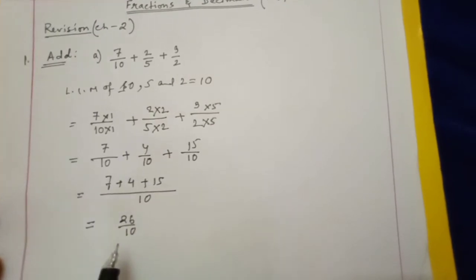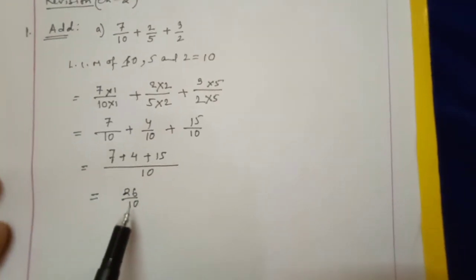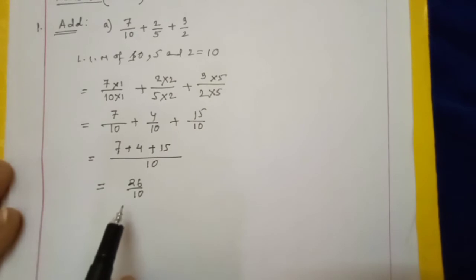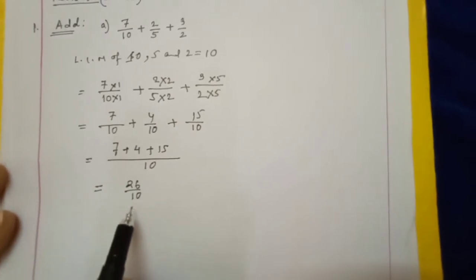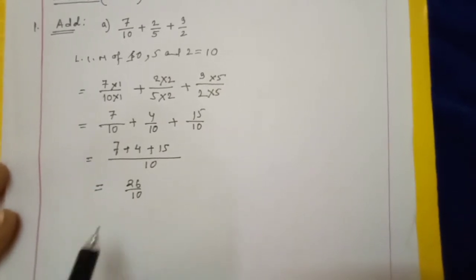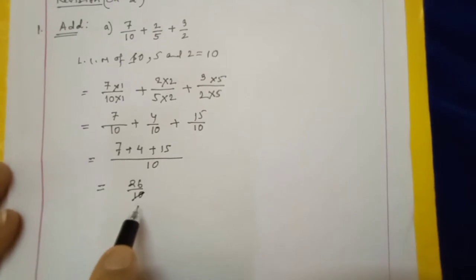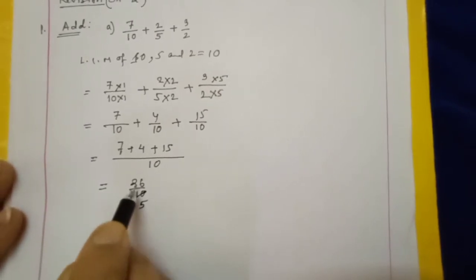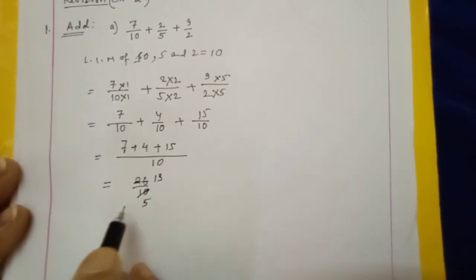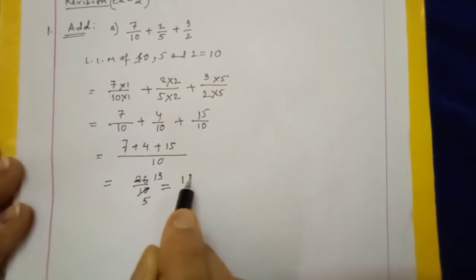It is an improper fraction. The numerator is greater than the denominator, so you can make a mixed fraction. But before that, you can cancel it. Both are even numbers, so divide by 2. 5 2s are 10 and 13 2s are 26. It is 13 by 5.